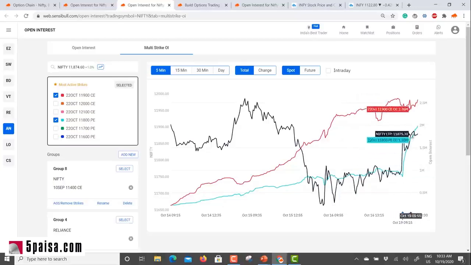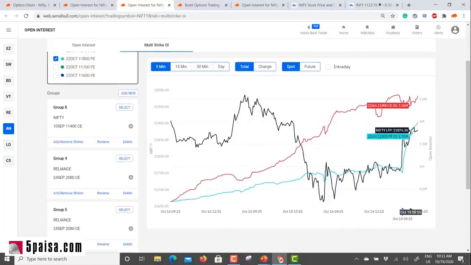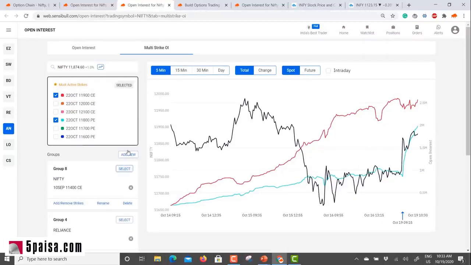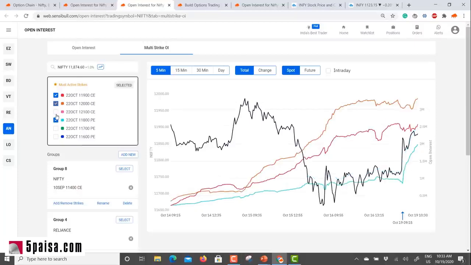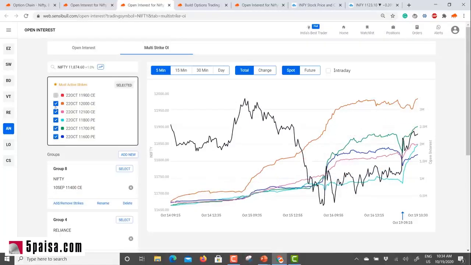So if puts are going up, it usually means that market is going to go up. So you can see it here, right? And you can create your own groups. You can, you know, it can be in any underlying. You can do it in Nifty, Bank Nifty, anything.